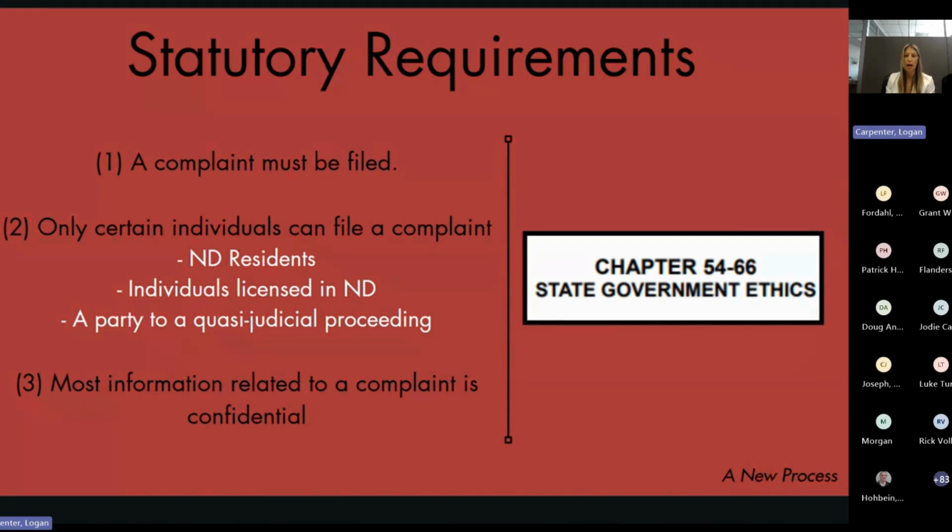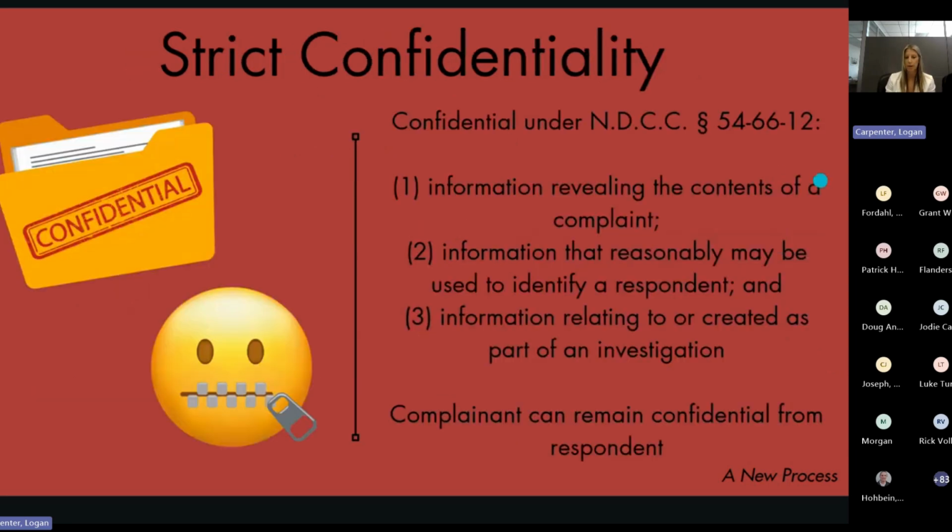The other thing to keep in mind from a statutory perspective is that almost everything related to complaints is confidential under the Ethics Commission until the Ethics Commission determines a violation has occurred and the respondent has had a chance to appeal. This confidentiality portion of the complaint process is extremely important, and we want to talk about it today. So this is kind of an umbrella overview before we get into the nuts and bolts.